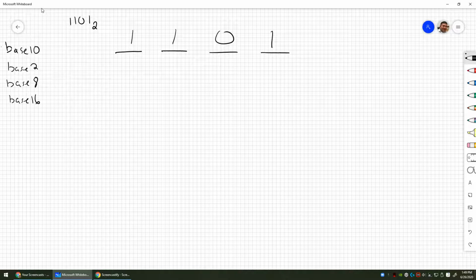We set this up the exact same way. This first place value, this is base 2, so it's going to be 2 to the 0, 2 to the 1, 2 to the 2, and 2 to the 3. 2 to the 0 power is 1, 2 to the 1 is 2, 2 to the 2 is 4, and 2 to the 3rd is an 8. So the exact same thing we just did. This is the 8's place, the 4's place, 2's place, and the 1's place.